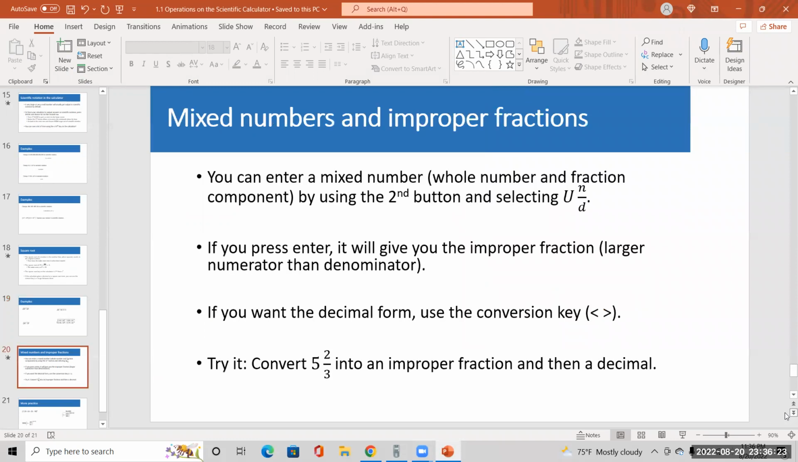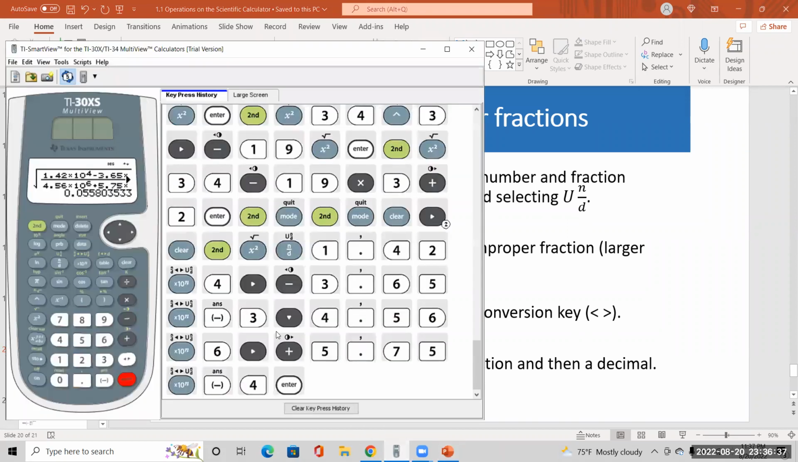There's one more thing that we want to talk about in our calculator, and it's mixed numbers and improper fractions. So a mixed number means you have a whole number and a fraction. So 1.5, 3 3/4, okay? You can actually enter that directly into our calculator. We're going to press the second button, and we're going to go to here. We want this big number with n over d. So if we press second here, it's going to set up a mixed number for us.